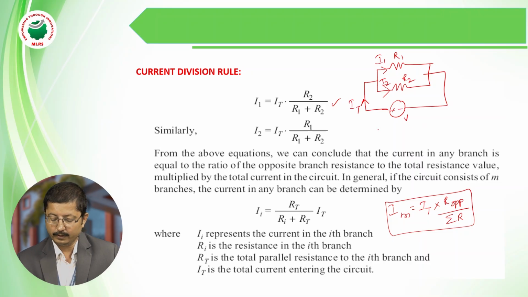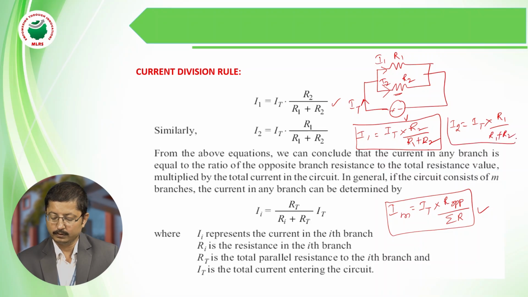Then what is the current flowing into the first branch? According to the definition, it is the total current into the opposite resistance, that is, the opposite branch resistance divided by the sum of the resistances, R1 plus R2. Similarly, for the second branch, it is the total current into the opposite resistance, which is R1, divided by R1 plus R2. So this is the current division rule, and it can be used in parallel circuits.